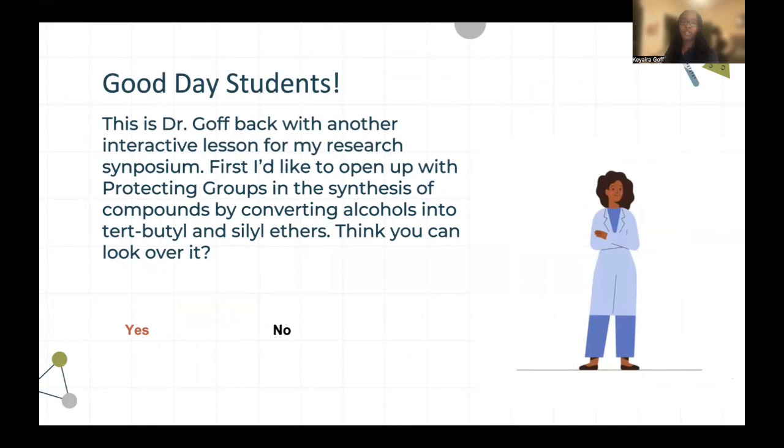First, I'd like to open up with protecting groups and the synthesis of compounds by converting alcohols into tert butyl and cellular ethers. Do you think that you can look over it?